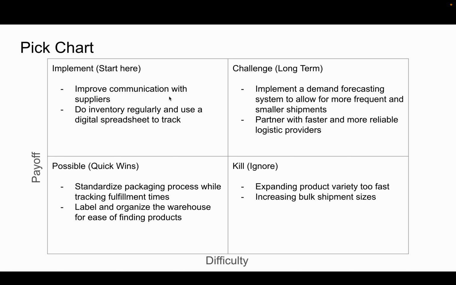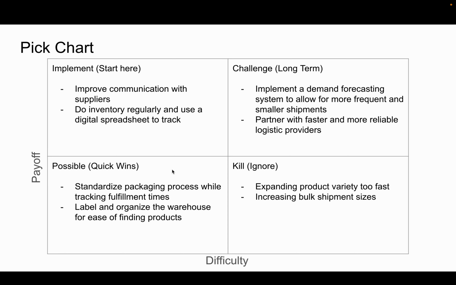However, some of the long-term challenges would be to implement a demand forecasting system to allow for more frequent and smaller shipments. Because a lot of it is consumables, and these consumables may not be consumed daily, it may be hard to track and create a demand forecast, which is why I think it's a better idea to do smaller shipments. And partner with faster, more reliable logistics providers, basically just have better shipping operations for when products go locally.